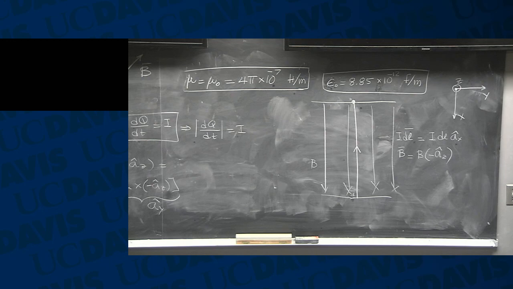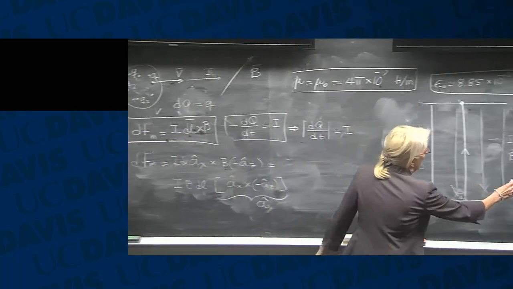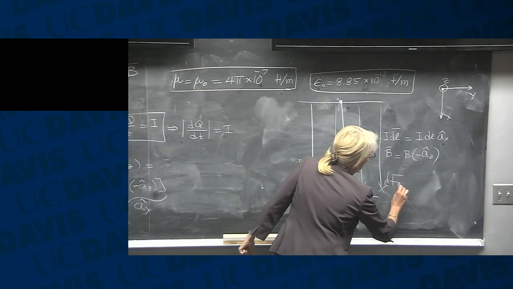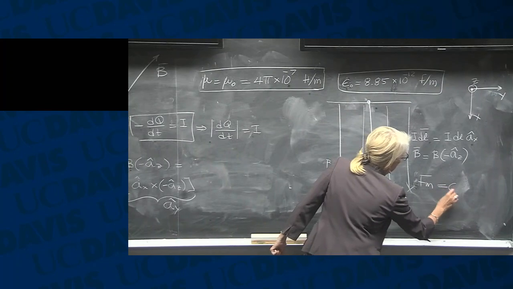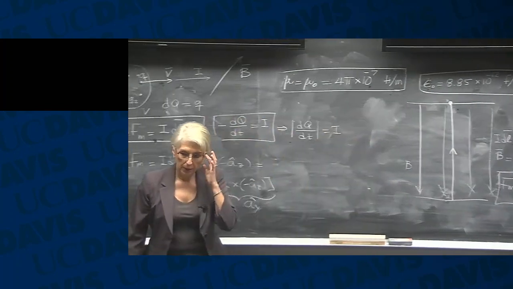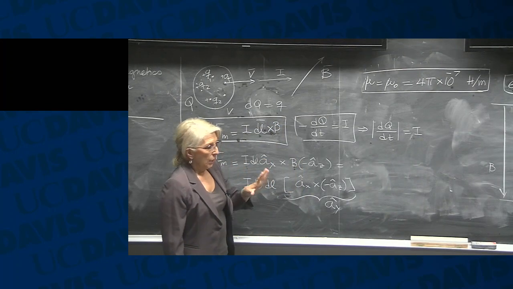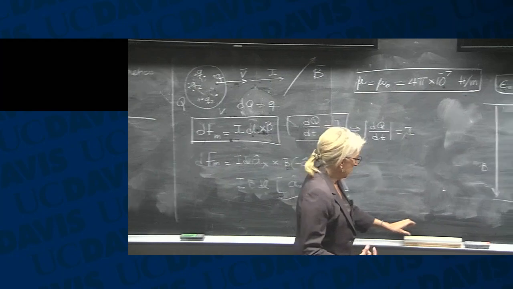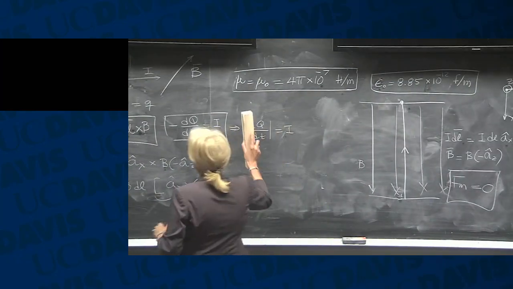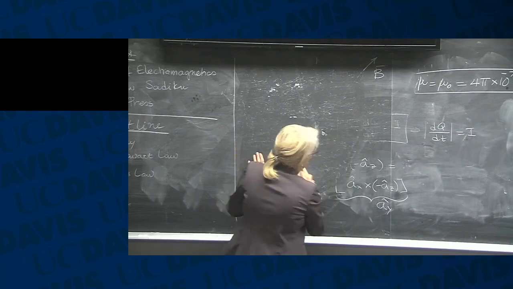What is the cross product of two vectors which are parallel to each other? 0. So F here, or dF, or F if you like, is 0. So there's not going to be any force exerted on this. Okay? All right, so these are the three cases. Let us now go and introduce Biot-Savart.